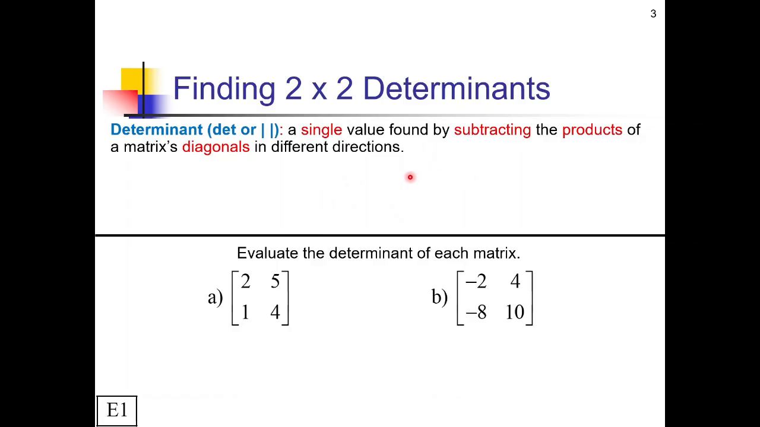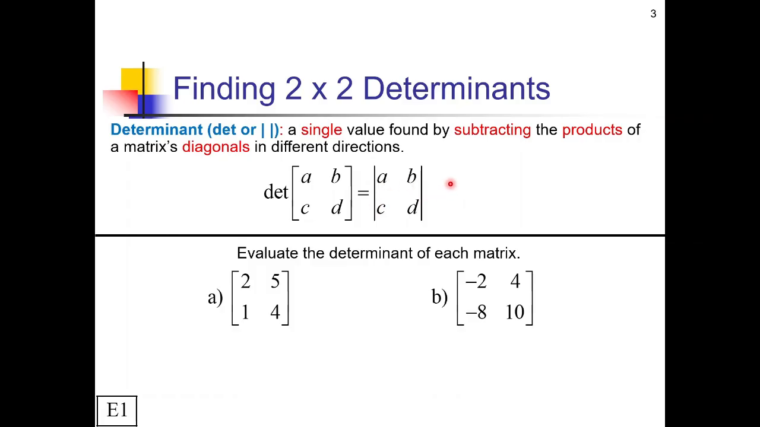So let's go into how we actually find this determinant. In order to find the determinant of a 2x2 matrix, that's what we'll be covering on this slide here, because 3x3 is a little bit different. I said that we find this by subtracting the products of the diagonals. By the way, I can rewrite this as an absolute value looking matrix here. This is also the determinant.